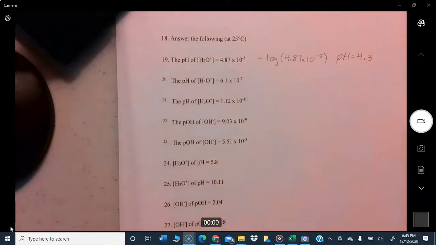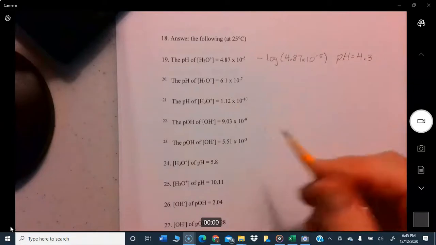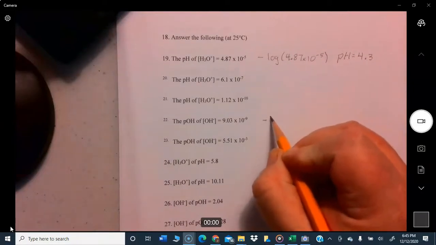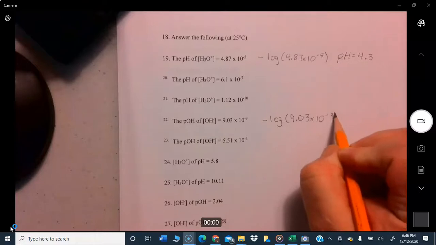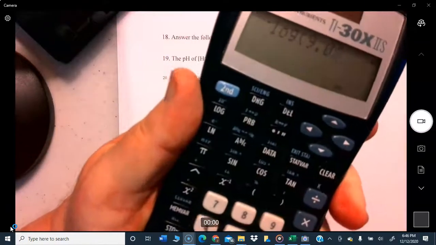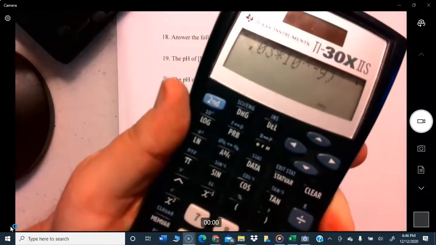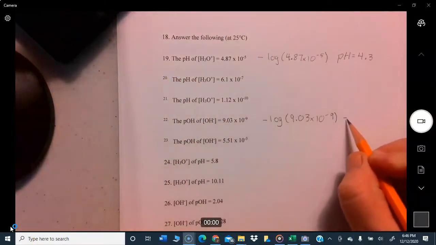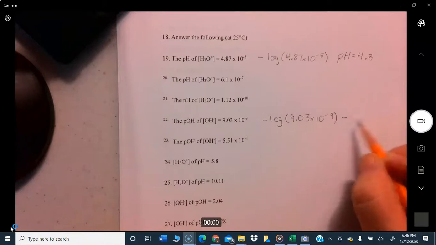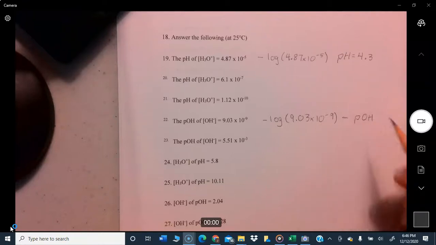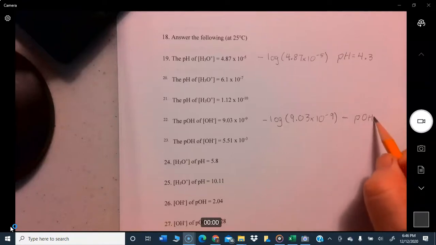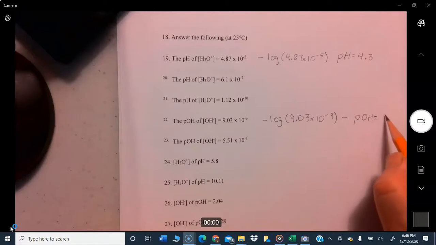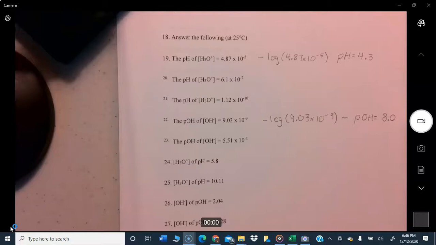I'll do one more for pOH. pOH is the same thing. It's just going to be negative log, minus 9, and it gives us 8.0. So we're going to write pOH. Don't get them confused. You can be calculating one and accidentally write pH there. So that's going to be 8.0. All right, you can do some of those others.